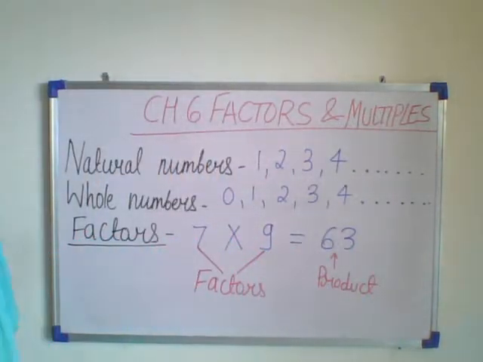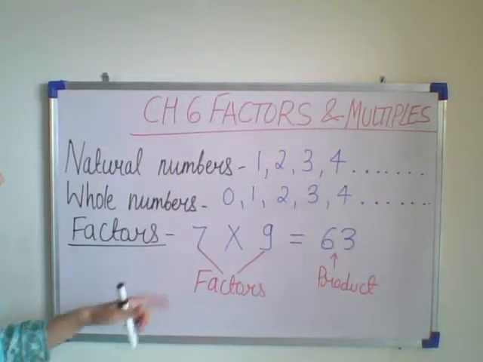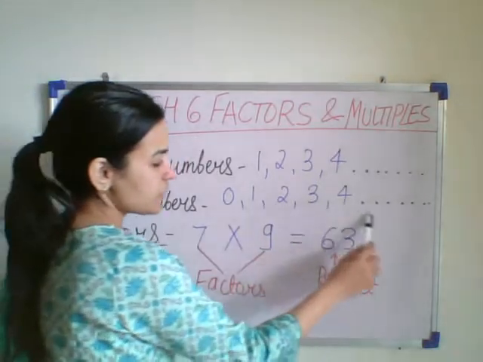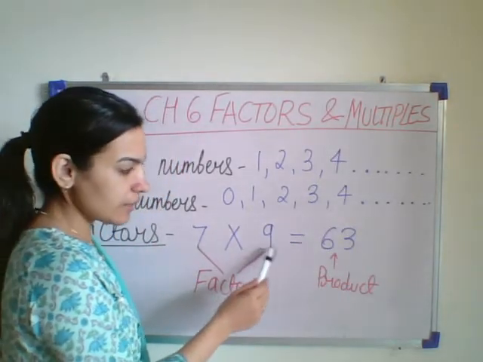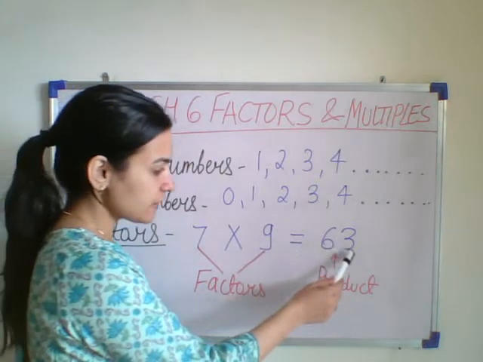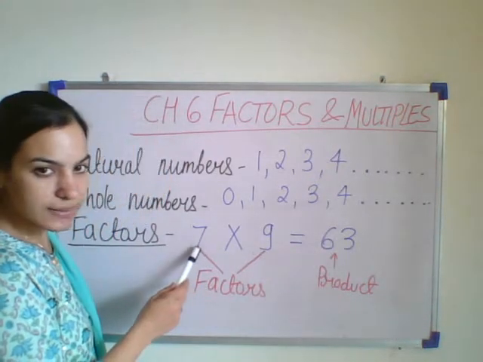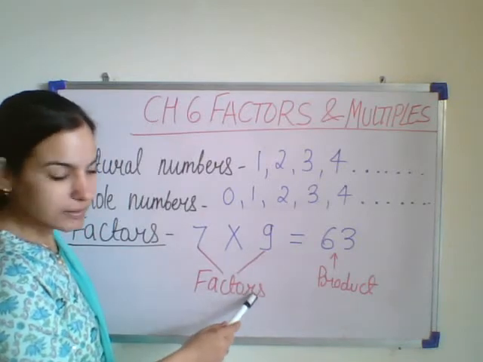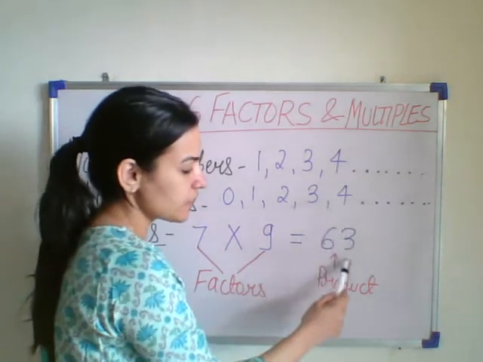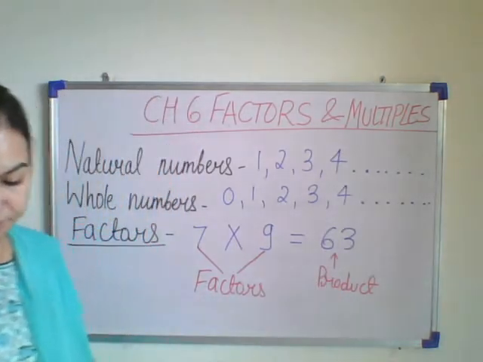Next is factors. Consider this multiplication sentence. 7 multiplied by 9 is equal to 63. So here 7 and 9 are the factors and 63 is the product.